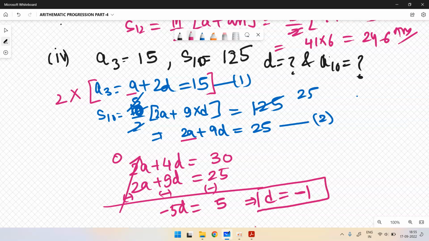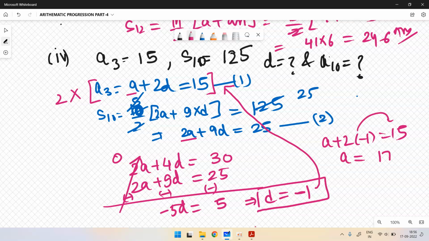So if you put this value of d in the first original equation, this is a plus 2 into minus 1 equal to 15. A is equal to, this is minus 2 here, if you take it over, it becomes plus, so this will be 17. A is 17.